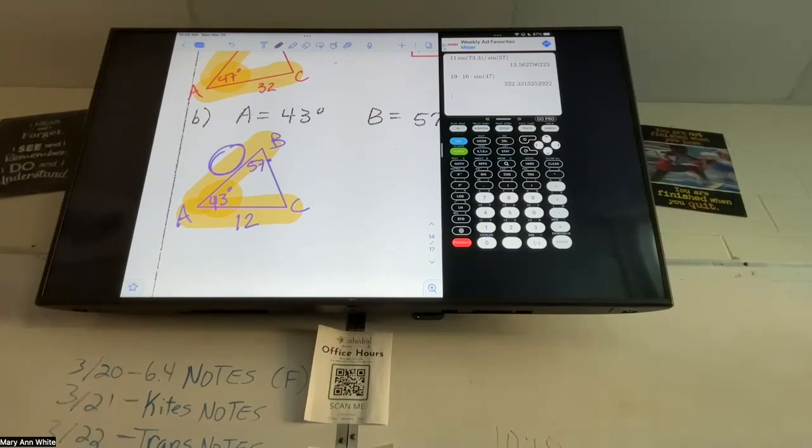Yeah, what is it? It's 80. Why is it 80? Because 57 and 43 added together is 100, and subtract that from 180, it's 80. Perfect, good. So that was easy. We found angle C really easily. How do we find little c?